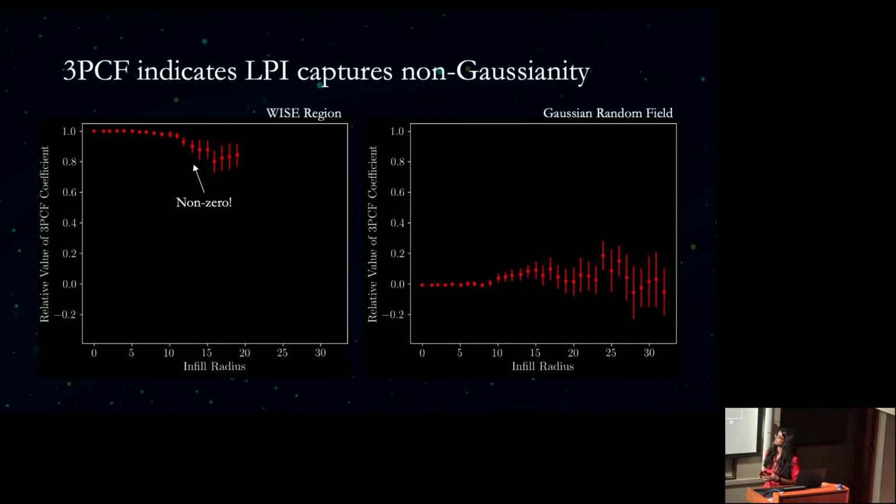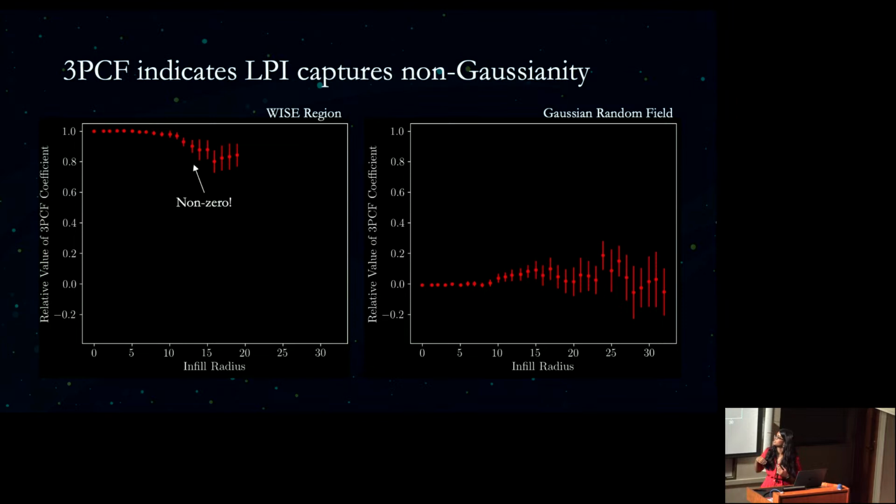And we notice that the 3-point correlation function, in fact, captures this information. So here on the y-axis, I'm plotting the relative value of one 3PCF coefficient. That's the value relative to r equals 0, where we have no infill. And you can clearly see that on the left in the WISE region, we have a non-zero 3PCF coefficient. And this is really important because it's the fact that this is non-zero that is telling us that there is some non-Gaussian structure, because that's what the 3PCF coefficient is picking up.